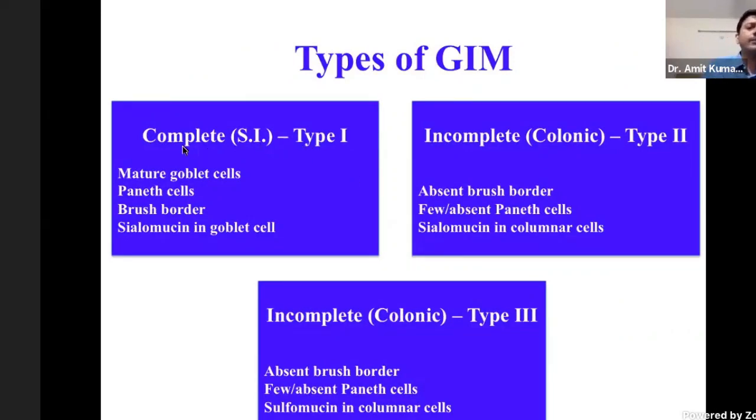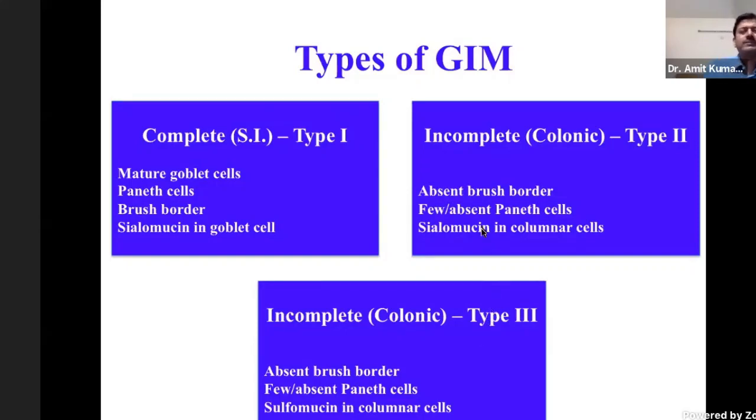Type 1 is the same as complete metaplasia, where the epithelium resembles small intestine and the columnar cells do not have mucin. But in type 2 and type 3, which are colonic, the columnar cells contain mucin. In type 2, the columnar cells have sialomucin. In type 3, the columnar cells have sulfomucin.